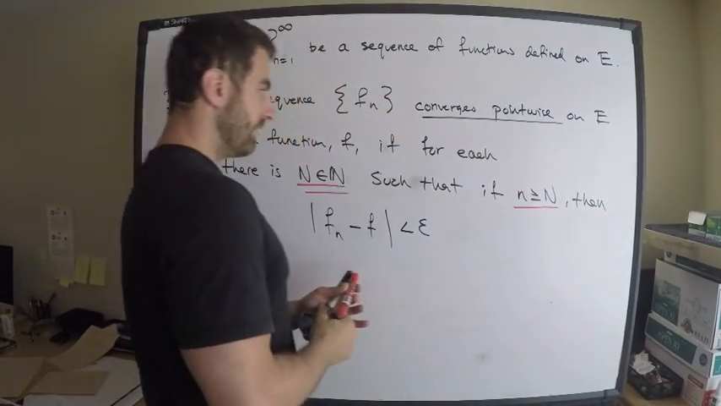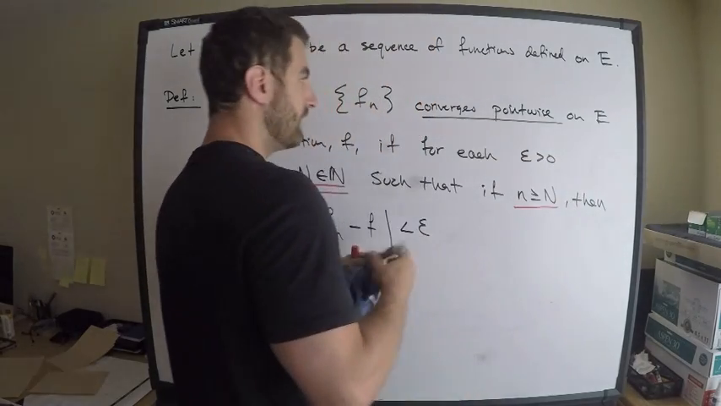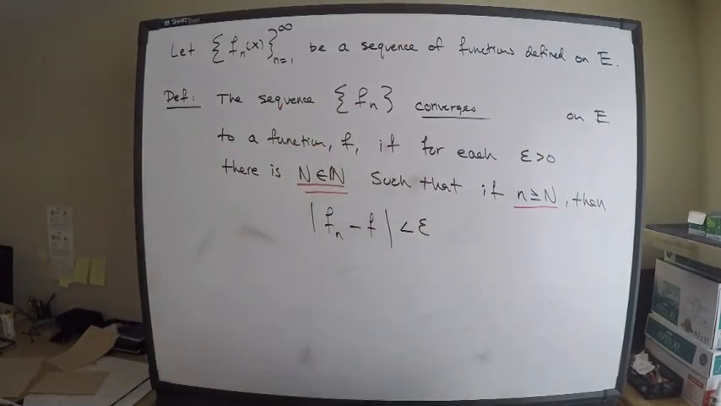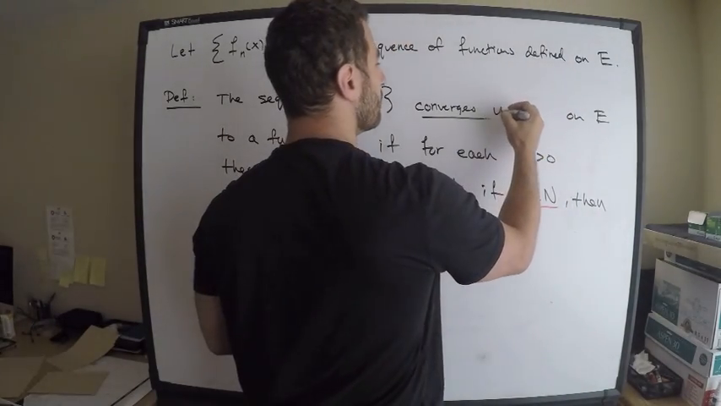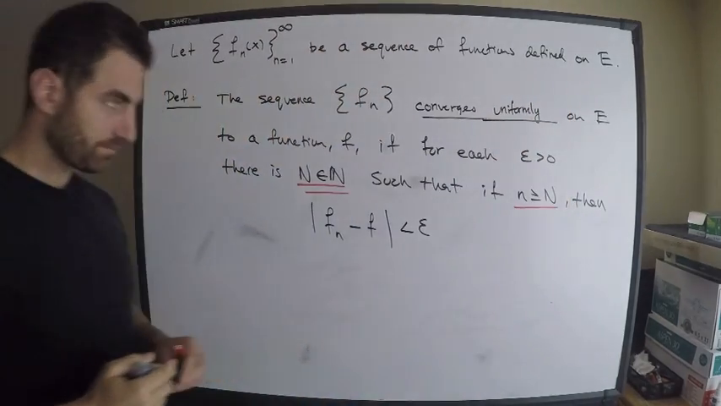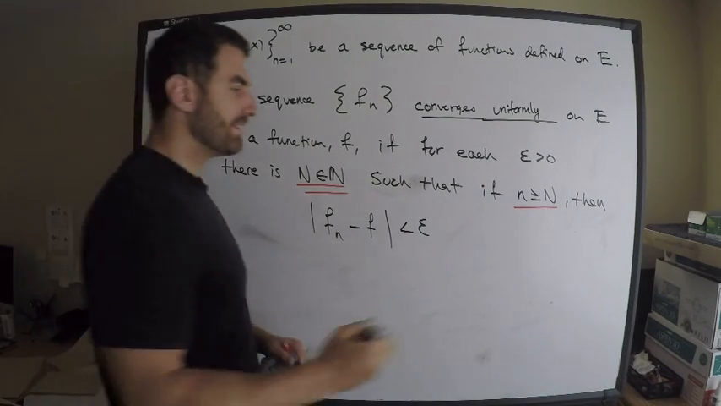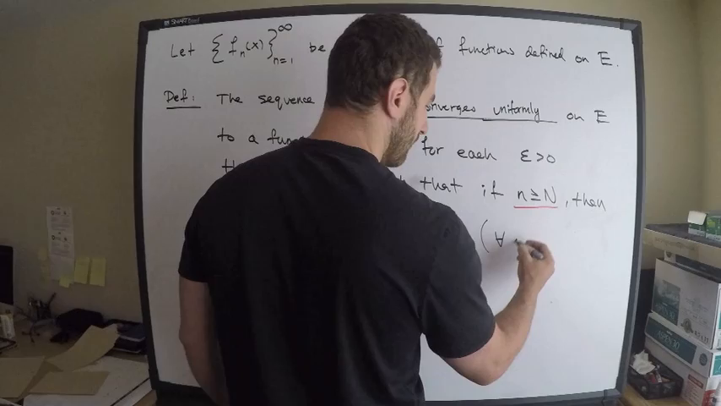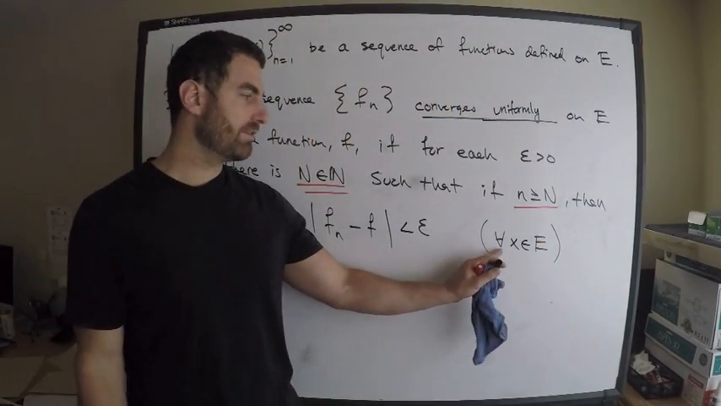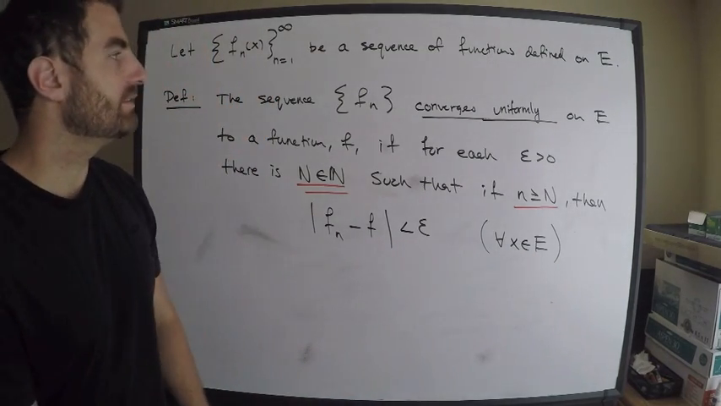So all I have now is that if for each epsilon greater than 0, this is uniform. Change this to uniformly on E. Now I will put for all x here. For all x in E. And hopefully you're familiar with this notation. This means for all x that is a member of my underlying metric space E.